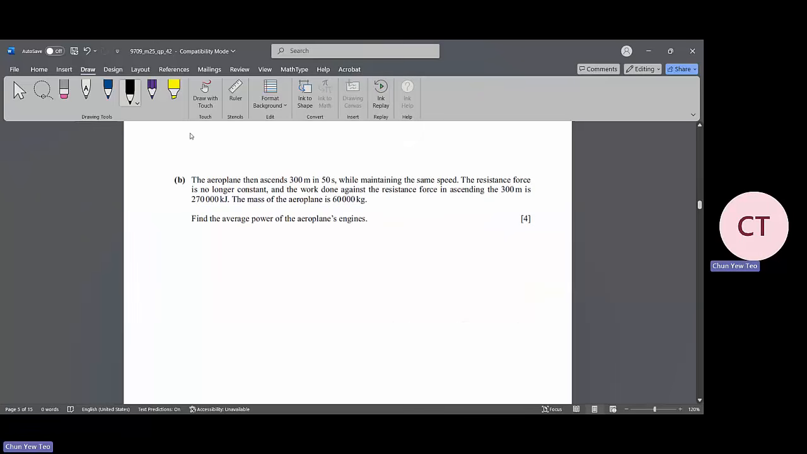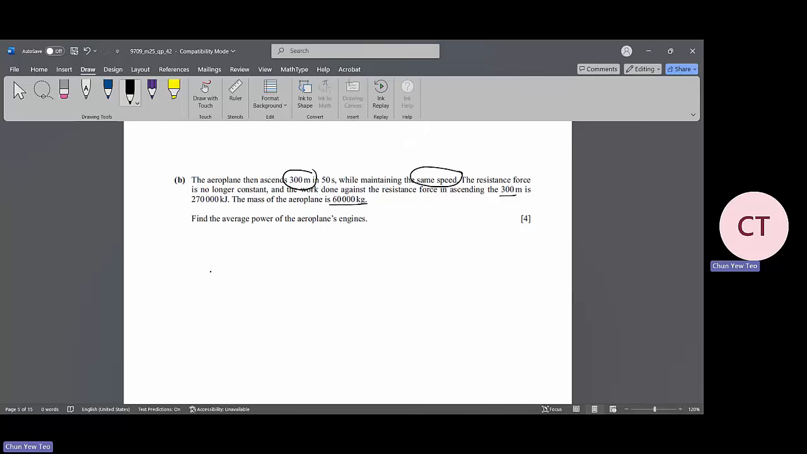The aeroplane had then ascend 300 meter in 50 seconds. Okay, 300 meter in 50 seconds, while maintaining the same speed. The resistant force is no longer constant, and the work done against the resistant force in ascending 300 meter is 270,000 kilojoule. The mass of the aeroplane is 60,000 kilogram. Find the average power of the aeroplane's engine.